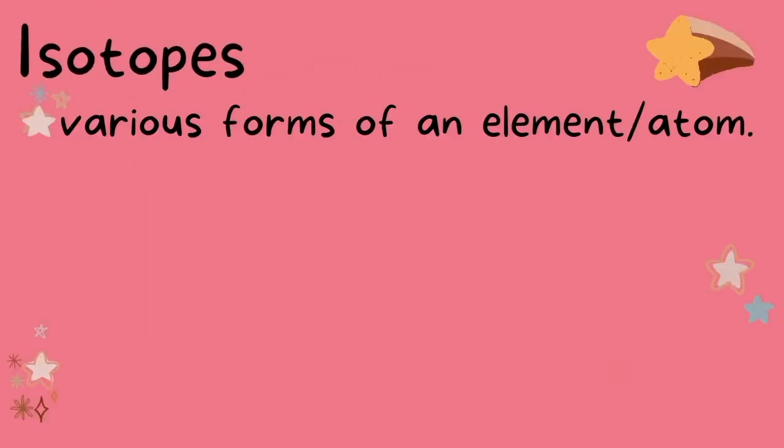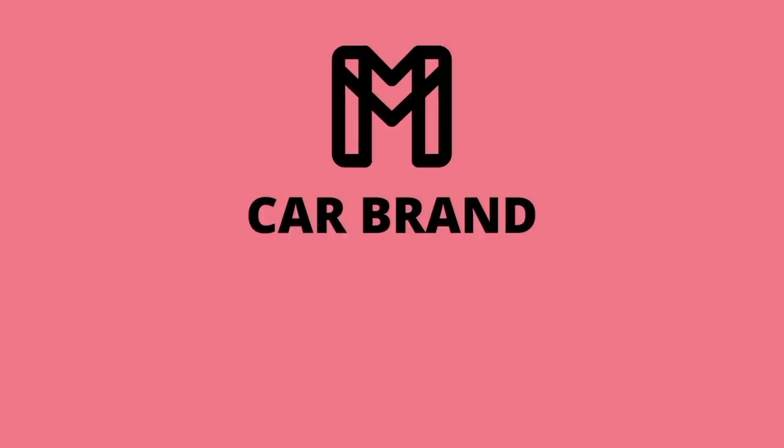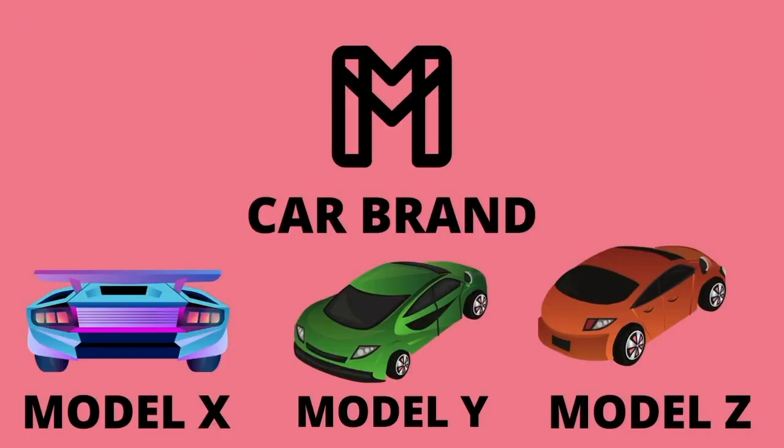Isotopes are various forms of an element. If an element was a car brand, the different models or styles it comes in would be the different types of isotopes. They look a bit different and have different characteristics, but the one thing they have in common is that they originate from the same brand. So the isotopes may look different and have different characteristics, but they originate from the same type of atom.